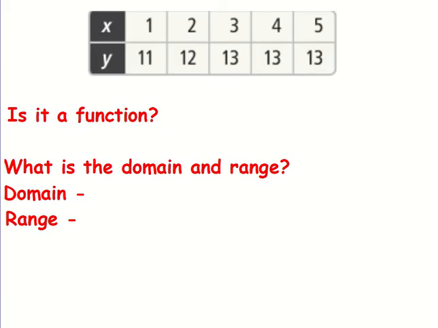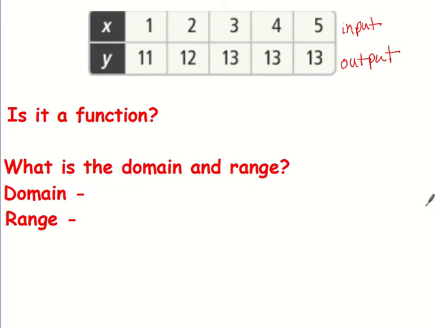So we were given this table, and we want to know if this is a function. Remember, a function is just a very specific relation. This is automatically a relation because it's a set of ordered pairs. I have 1, 11; 2, 12; 3, 13; 4, 13; and 5, 13. Remember, the x's are inputs, and this is my output.